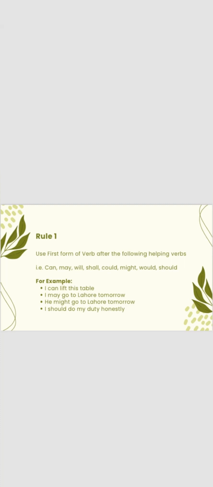For example, I can lift this table. You can see after using can, we use the first form of the verb, that is lift. Second is, I may go to Lahore tomorrow. You can also see in this sentence that after may we use the first form of the verb, that is go. Now come to the third sentence: He might go to Lahore tomorrow. Again, after might, we use the first form of the verb, that is go. And the same in the fourth sentence.